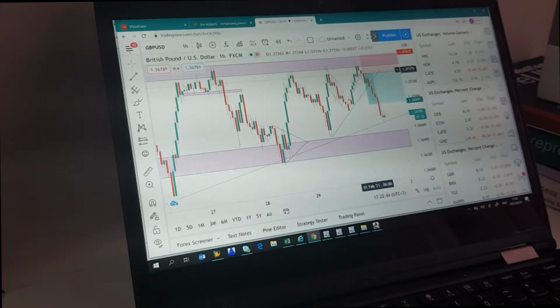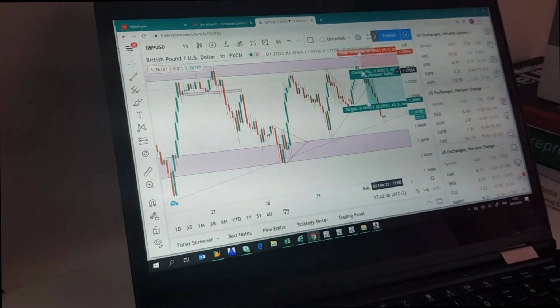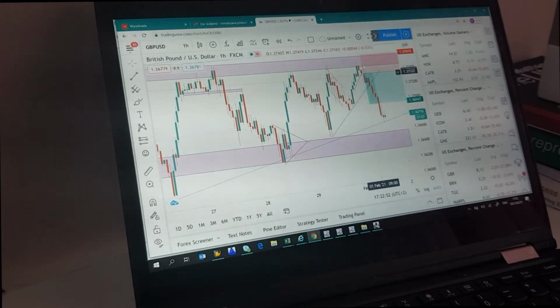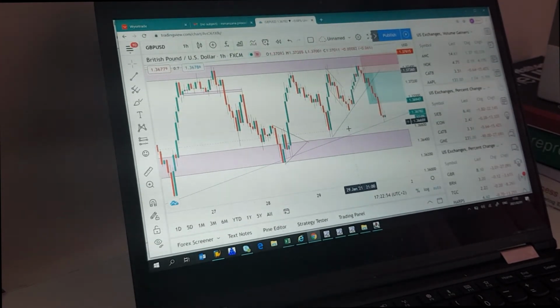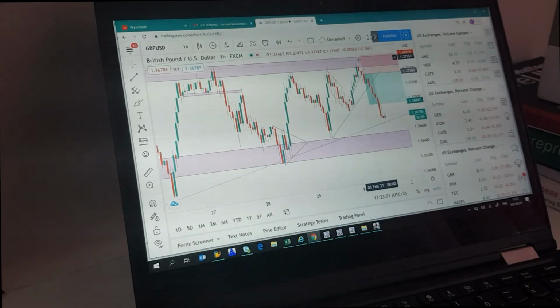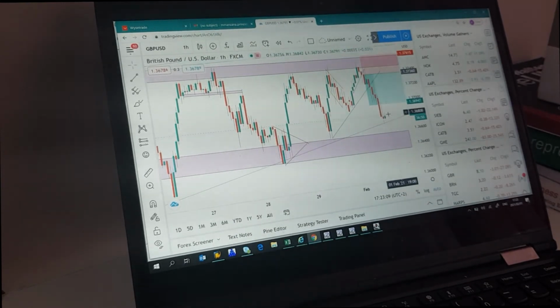So when this candle closed, I executed my sell. I executed my sell here, and then what the market did is it shot up, and then it missed my stop loss because I placed my stop loss here. So it missed my stop loss by just a few pips, and then it decided to come down.